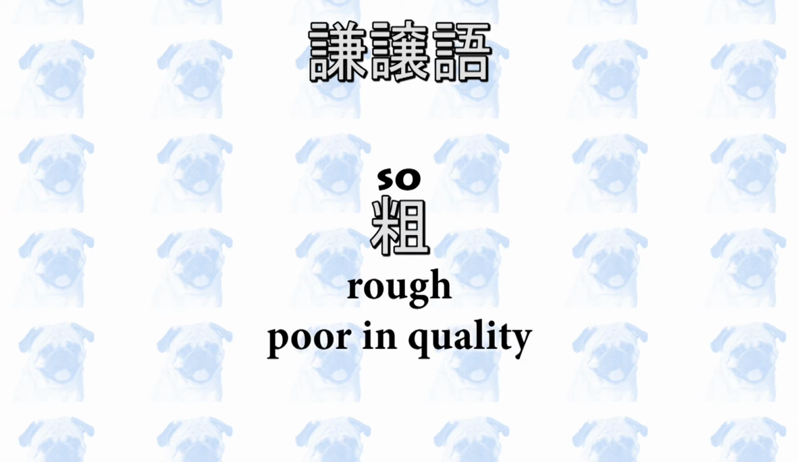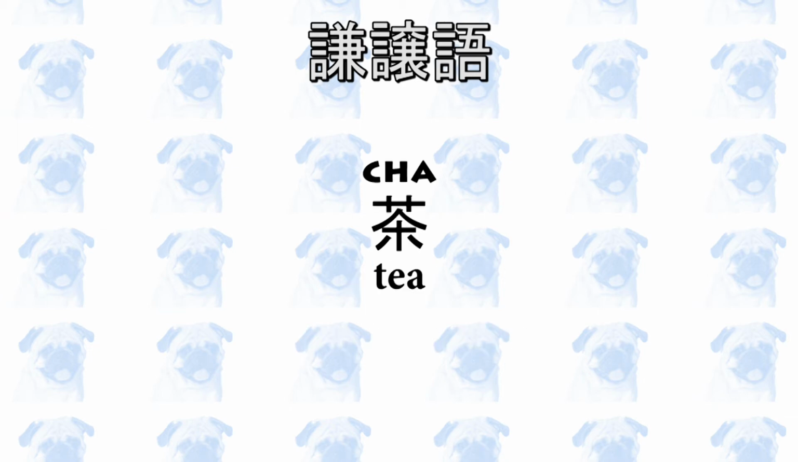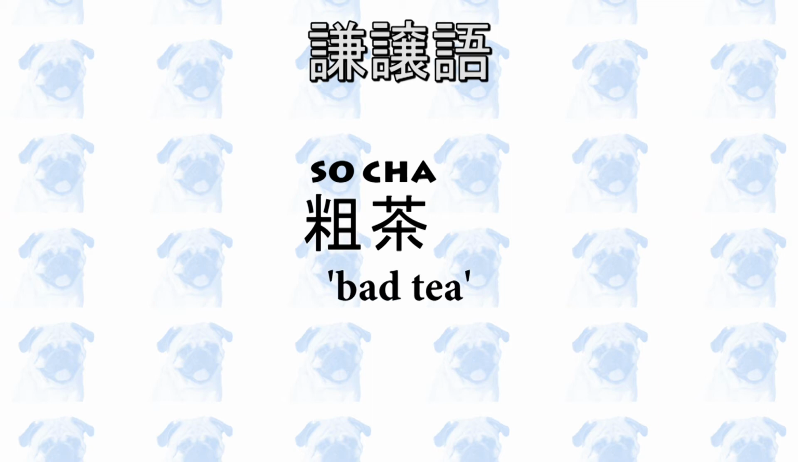Some become preceded by the word so. This kanji means rough or poor in quality. For example, the noun cha or tea becomes socha. It might be difficult for you to comprehend why you would ever describe the tea you offer to your guest as poor in quality, but that's just what we do.